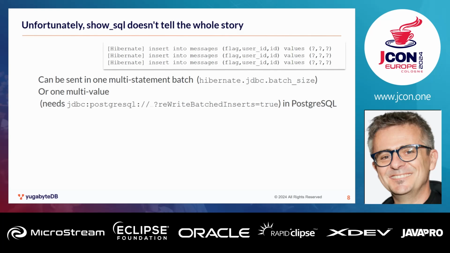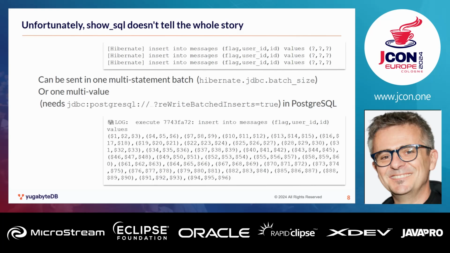If you change a parameter at the Postgres driver level, rewriteBatchedInserts, then when the Postgres driver sees multiple inserts that are quite the same, it will transform them into a multi-value insert. So this is not a log from Hibernate, this is a log from Postgres, because the driver has changed that. And this is much better because you have only one insert statement with an array of rows rather than multiple inserts. But again, you need to know the database.